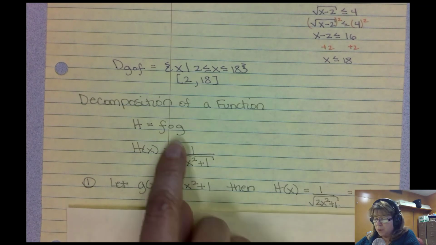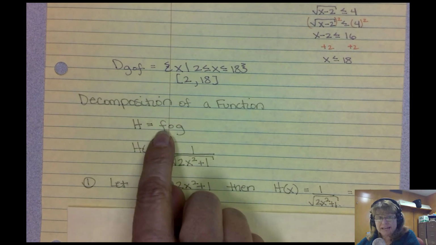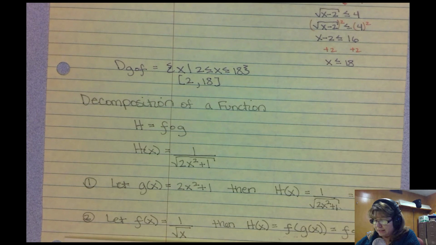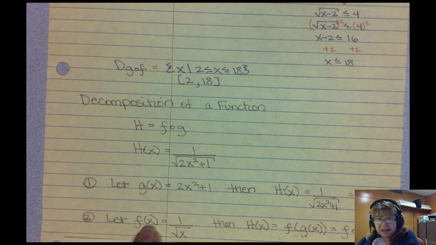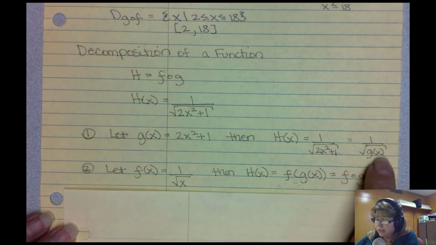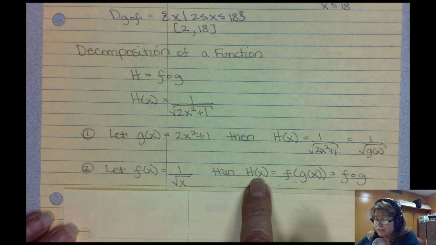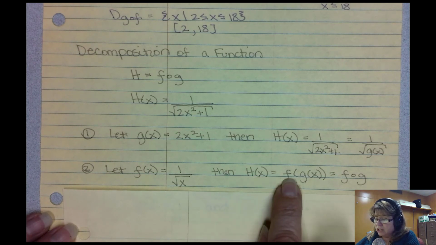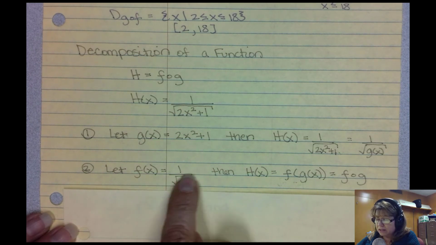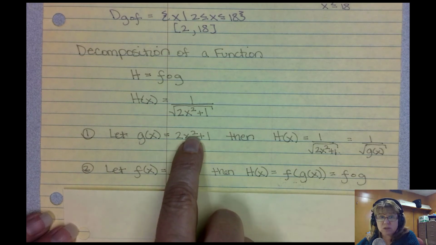Now when I composed the function f of g, wherever I had an x inside f, that's where I put g of x. So let's let f of x be 1 over the square root of x. As you can see, that's where g of x is. So we can say that h of x is the composed f of g, where f of x is 1 over the square root of x, and g of x is 2x squared plus 1.